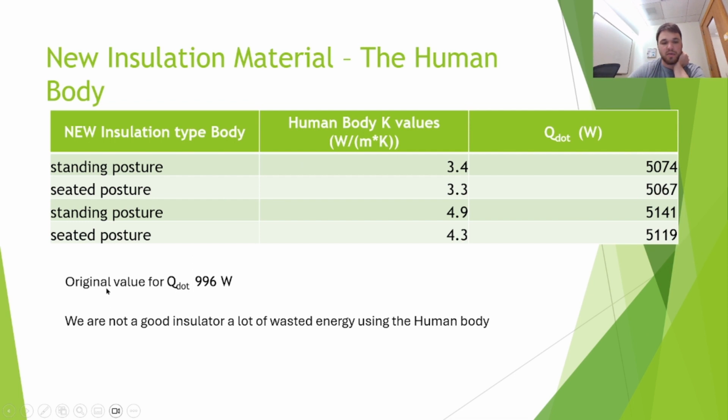We got 996. So overall, we can deduce from this that we are not a good insulator, and we're going to have a lot of wasted energy if we use the human body as an insulation. This is why, to stay warm, we need sweatshirts, coats, clothes just in general. We even sleep with blankets because our body is just not a great insulator.